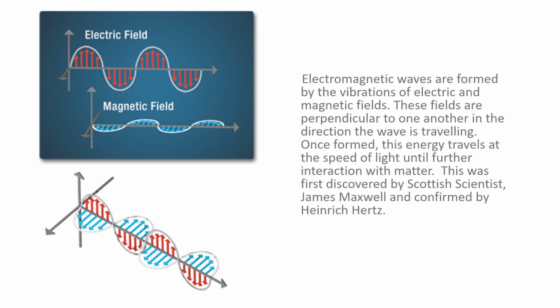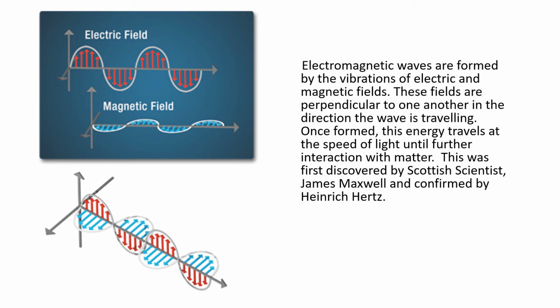So, electromagnetic waves are formed by the vibrations of electric and magnetic fields, and this is along two different planes. Now, as you can see from the diagram at the top, the first plane shows the electric field in red, and the second plane shows the magnetic field in blue. Once formed, the energy travels at the speed of light until further interaction with matter.